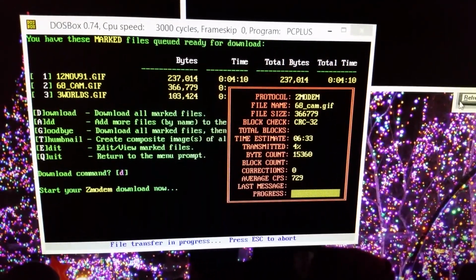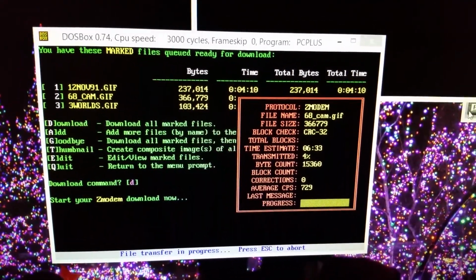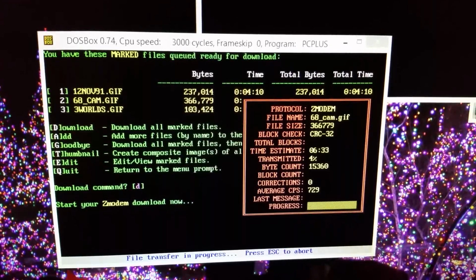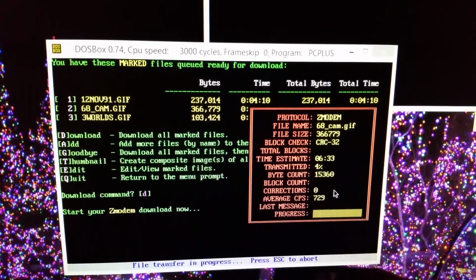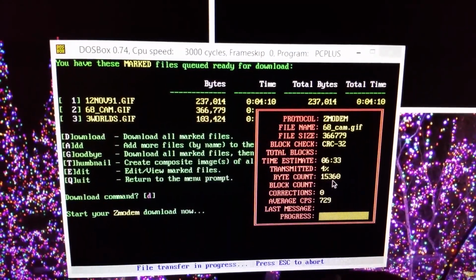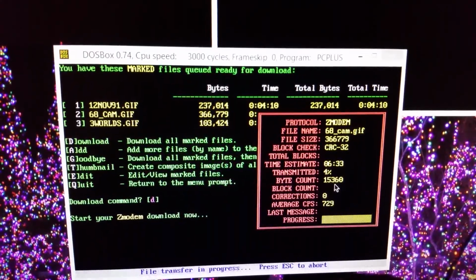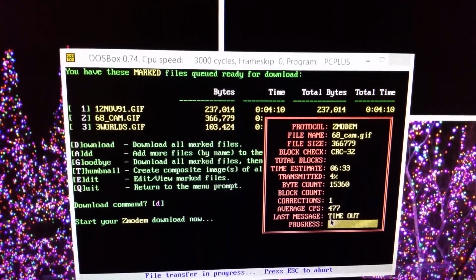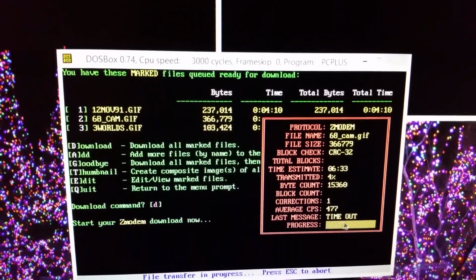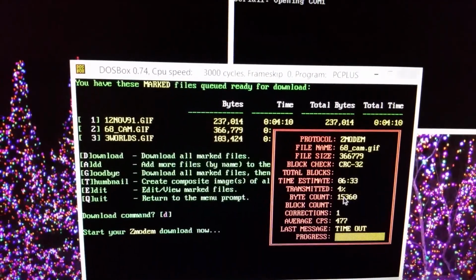Using ProComm Plus on a DosBox connection, downloading at 9600 baud. You can see my byte count. This is a voice over IP connection I'm using. As you can see, there are some timeouts transferring files.